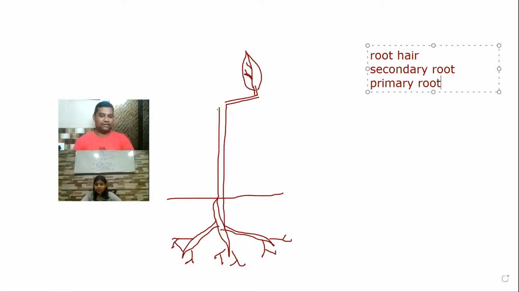Go into the primary root. Root hair. Secondary root. Primary root. Branches has tertiary roots also. This is the secondary root, and this is the primary root. That is the main root.